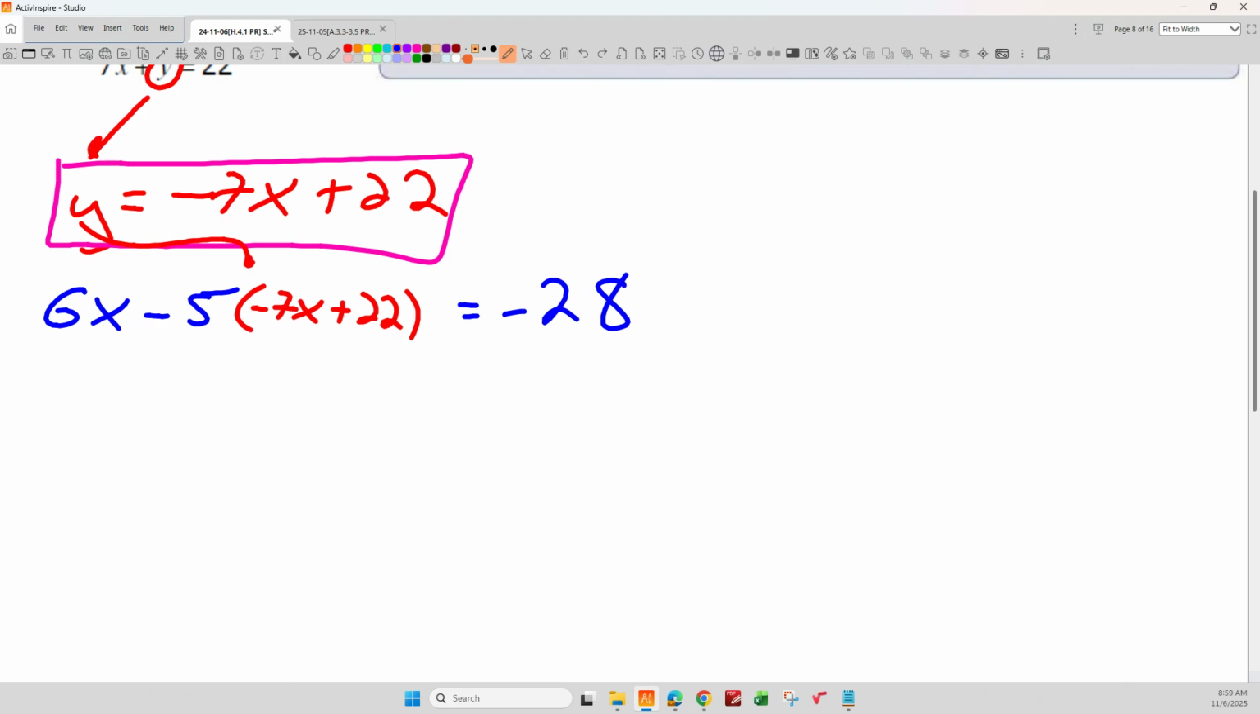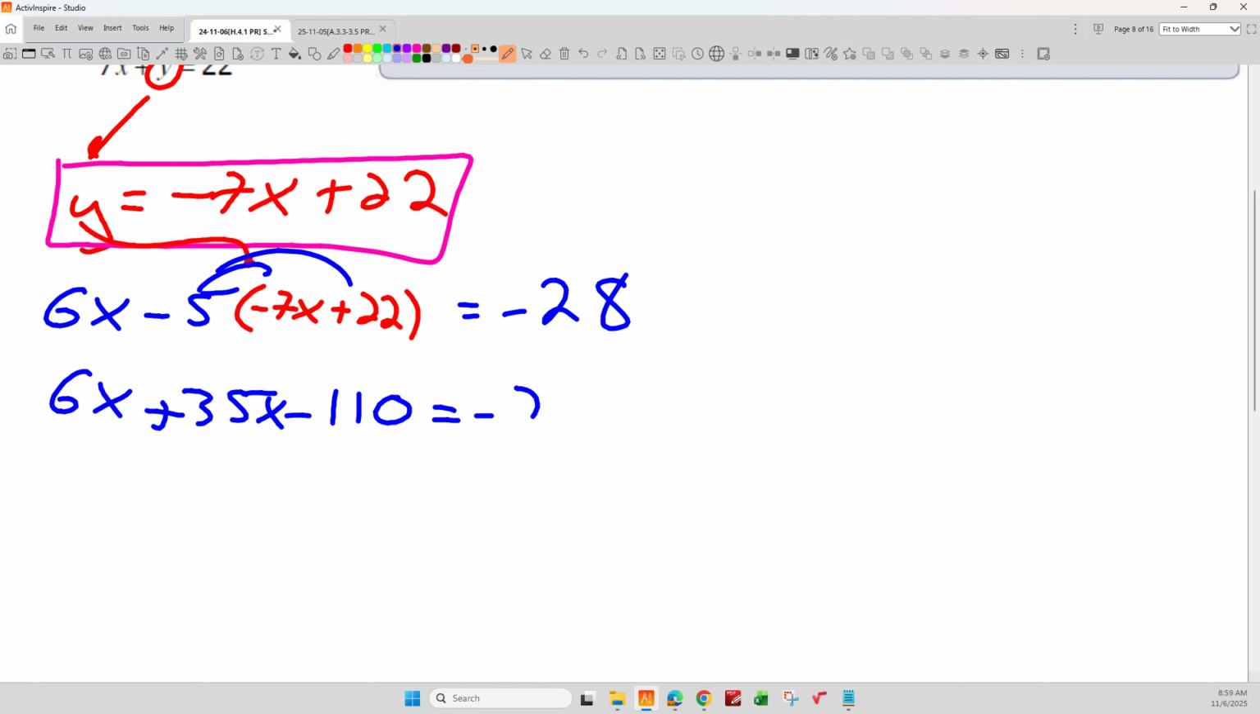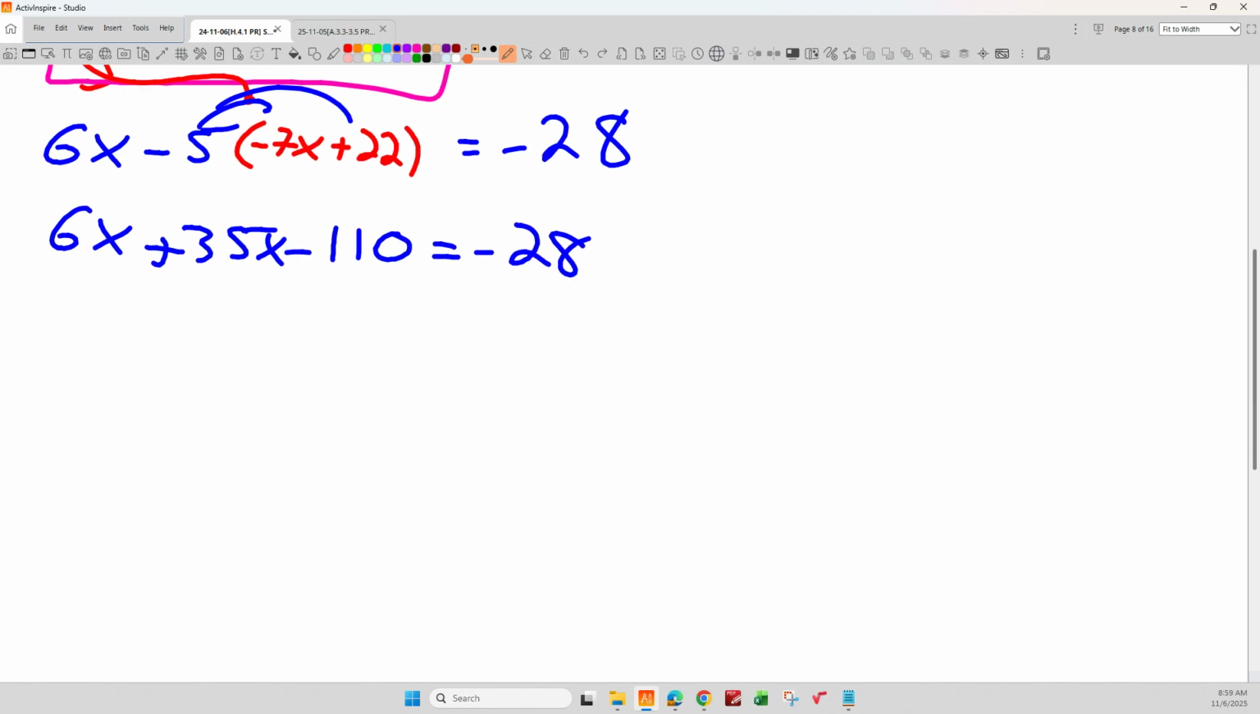All right, so then we solve this. That's a piece of cake. You guys can do this in your sleep. So we distribute the negative 5. We get 6x plus 35x minus 110 equals negative 28. Oh, x, right, you're right. I'm making lots of mistakes. You better check my work as I go here.